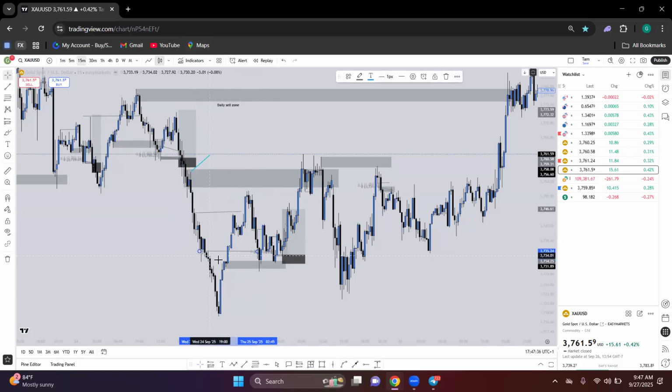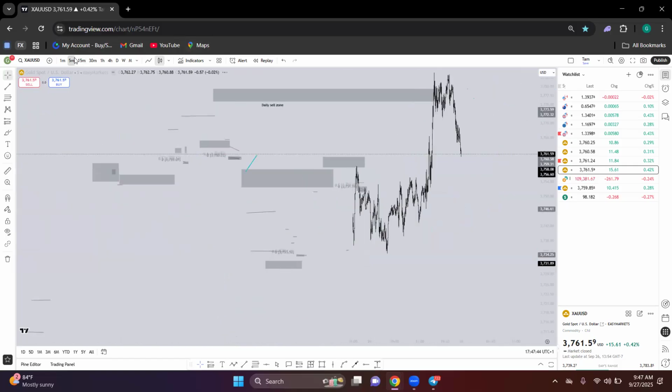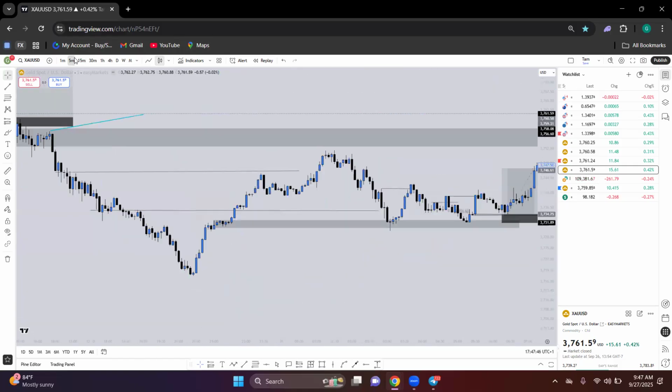Now with price being in this 15-minute zone, right? All I needed to do right now was to wait for my confirmation, right? Or let's say move to the intermediate time frame where I actually want to play this confirmation, right?